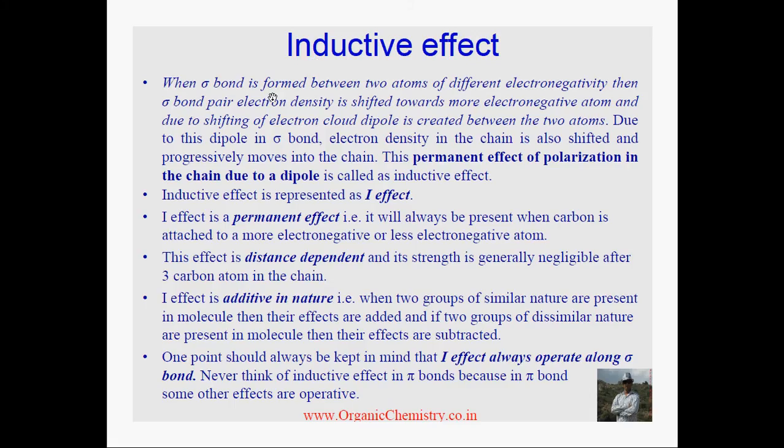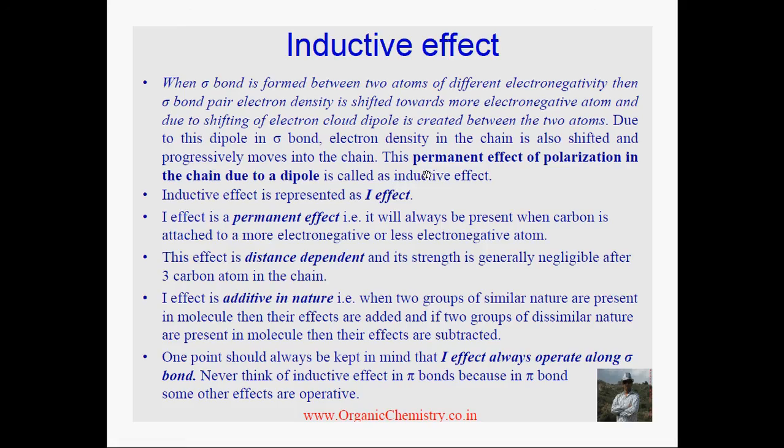When a sigma bond is formed between two atoms of different electronegativity, the sigma bond pair electron density is shifted towards the more electronegative atom, and due to this shifting of the electron cloud, a dipole is created between the two atoms. Due to this dipole in the sigma bond, electron density in the chain is also shifted and progressively moves into the chain. This permanent effect of polarization in the chain due to a dipole is called the inductive effect.